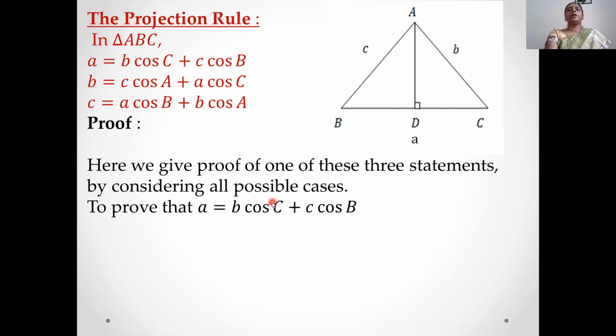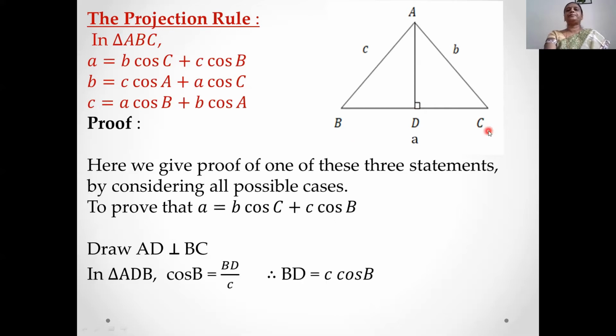Now what is the first statement? a is equal to b cos C plus c cos B. We will prove this. For that, from vertex A, draw a perpendicular to the opposite side. Suppose that perpendicular meets the opposite side at point D. Therefore, draw AD perpendicular to BC.